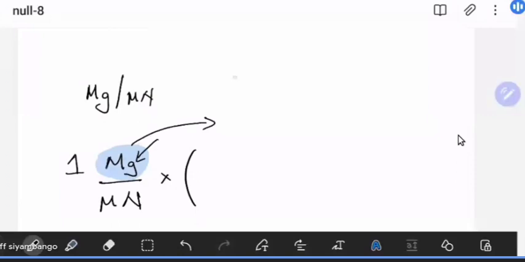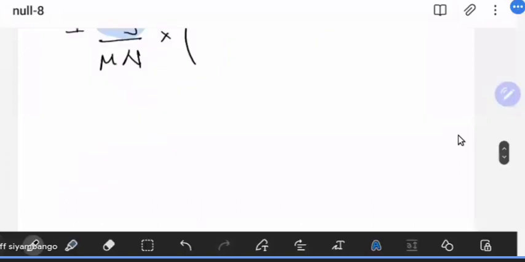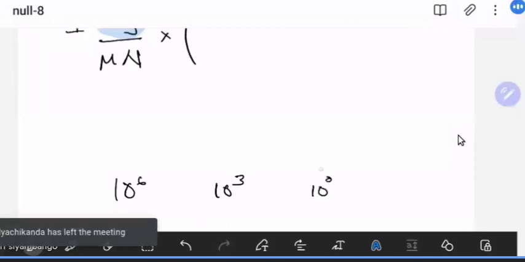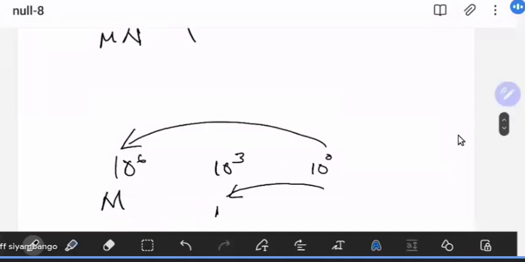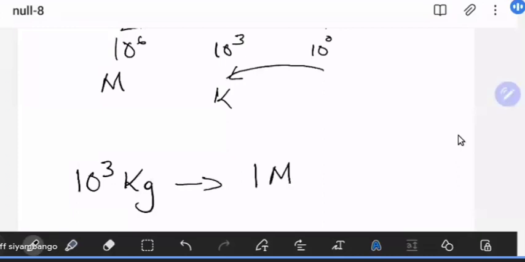So remember, if we had 1 megagram, this of course is equivalent to 1,000,000 grams. But if you have 1 kilogram, this is equivalent to 1,000 grams. So if this is 10 to the power 6, this is 10 to the power 3, and this is just 10 to the power 0. You have 6 steps to reach the mega, 3 steps to reach the kilo. So between these two, you have 1,000. If I have 10 to the power 3 kilograms, this will be equivalent to 1 megagram. You get it?